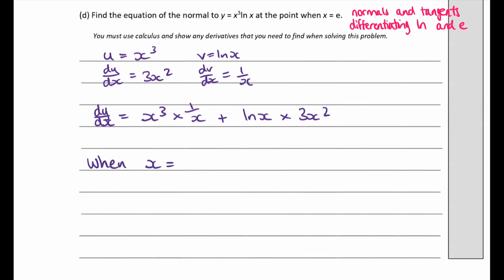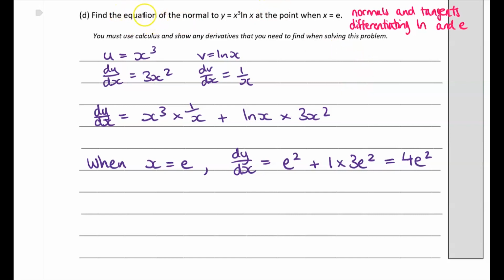Now when x is equal to e, we'll substitute that in for dy by dx. So x cubed times 1 over x simplifies to x squared, so this will be e squared. ln of e is 1, because they are inverses of each other, and that'll be 1 times 3 times e squared. So we have e squared plus 3e squared, so that's 4e squared.